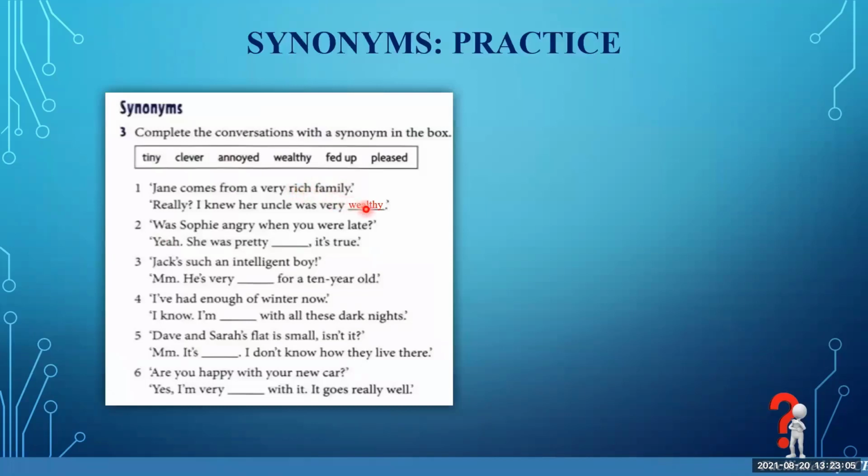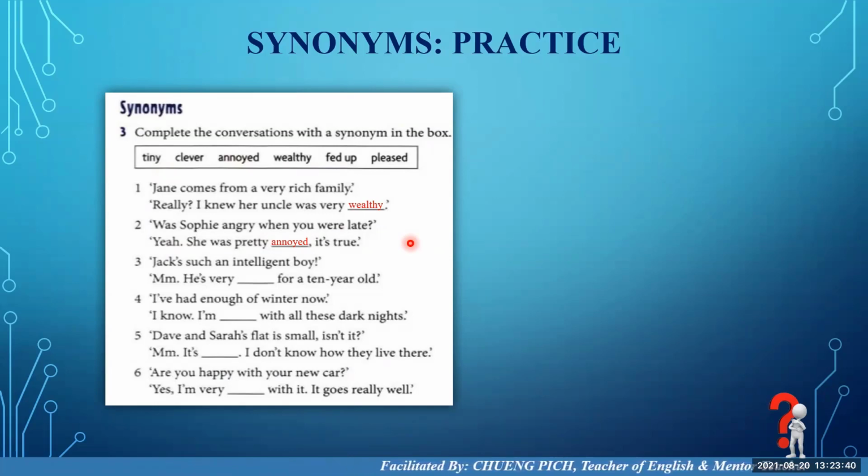So wealthy. Okay. Number 2, was Sophie angry when you were late? Yeah, she was pretty... What is it? So you can find the adjective in the first question or statement here. We have angry. Can you use one among these? The answer is annoyed. So she was pretty annoyed.